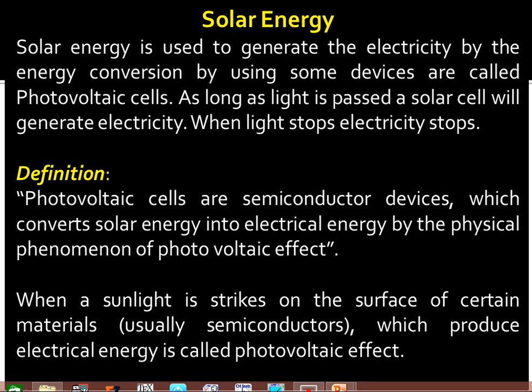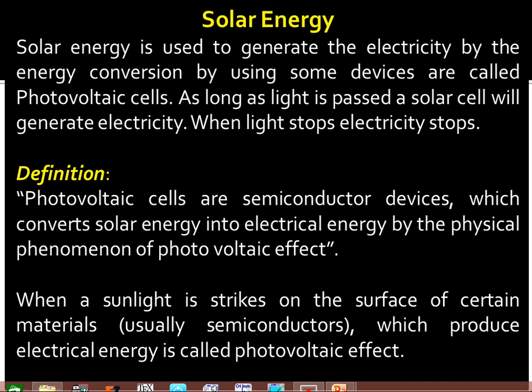In this class, we are going to discuss solar energy. The major source of solar energy is the sun. This solar energy is used to convert into various forms of energy. Among those, electricity is also one of the types generated from solar energy. In this concept, we will discuss how solar energy is converted into electrical energy.